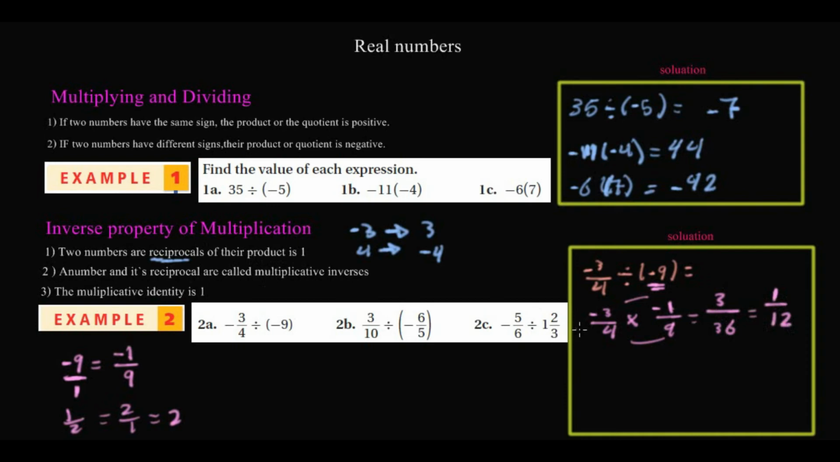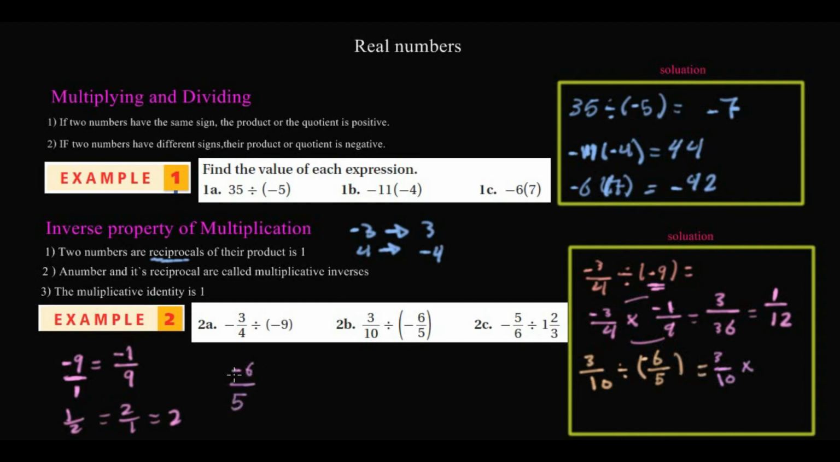Okay, for the second one here we have 3 over 10 divided by negative 6 over 5. What we are going to do is write the first fraction, 3 over 10, and convert divide to multiplication. After that, write the reciprocal of the second fraction, which is negative 6 over 5.